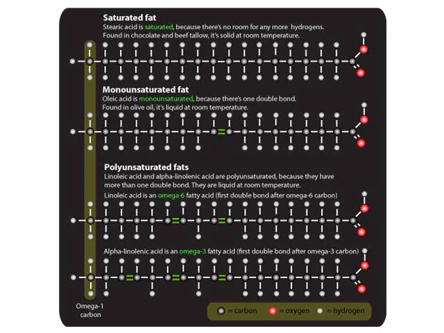Now, one problem is linoleic acid is very common. It's a very stable compound that's found in nuts and seeds. Alpha-linolenic acid's a little bit less stable. It tends to go rancid more quickly, and it's found in fresh vegetables.